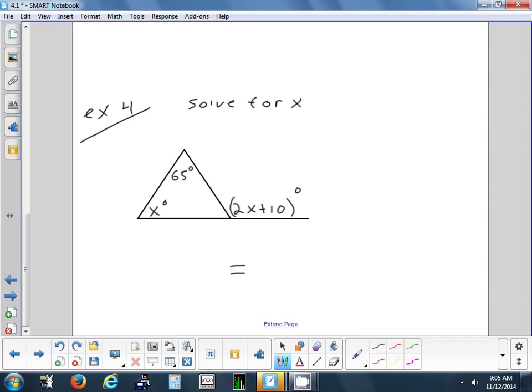What could I put on the left side? Yeah? 65 plus x. Sure. 65 plus x. And we know that that's going to be equal to, what's going to go on the right side? 2x plus 10. The exterior angle, 2x plus 10.